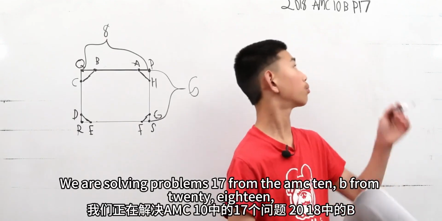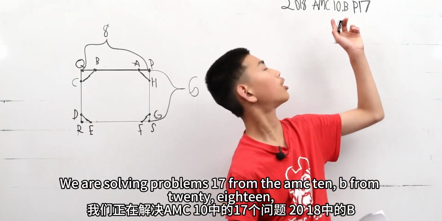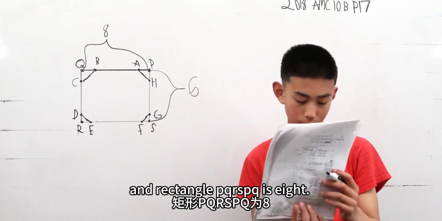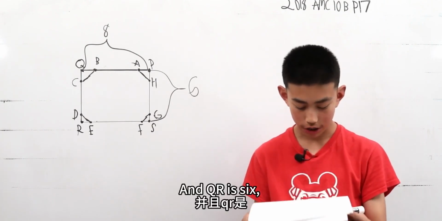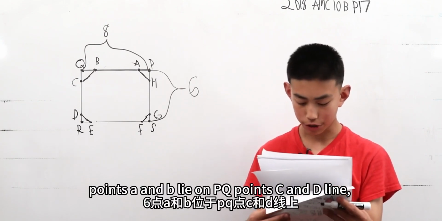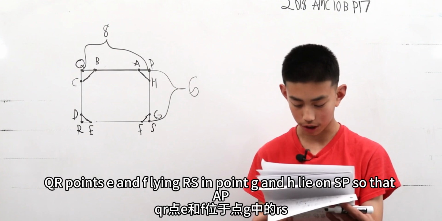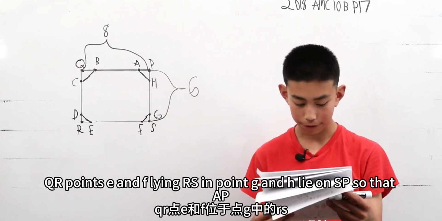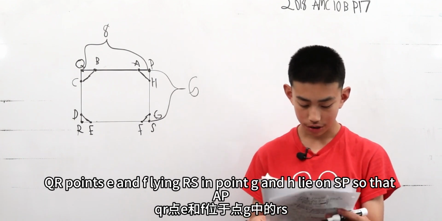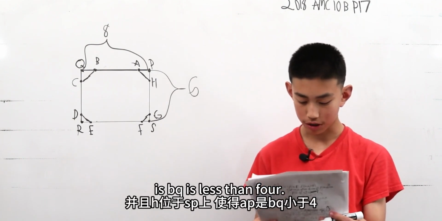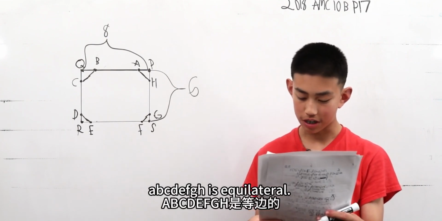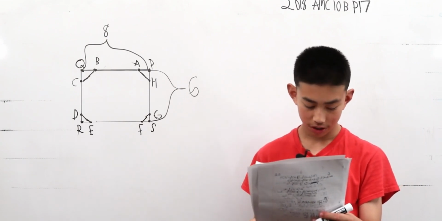We're solving problem 17 from the AMC 10B from 2018. In rectangle PQRS, PQ is 8 and QR is 6. Points A and B lie on PQ, points C and D lie on QR, points E and F lie on RS, and points G and H lie on SP, so that AP = BQ < 4, and the convex hexagon ABCDEFGH is equilateral.